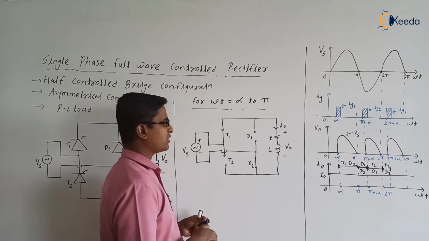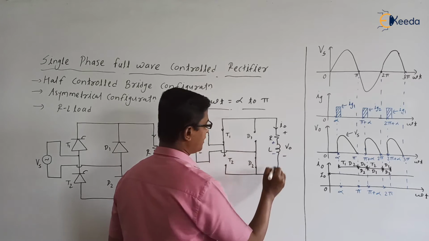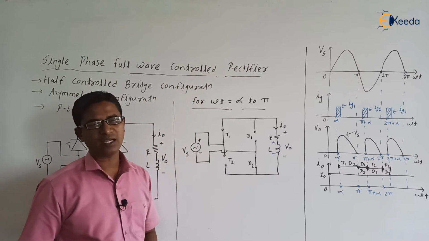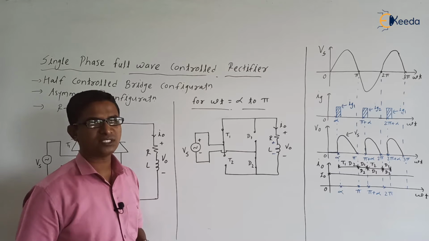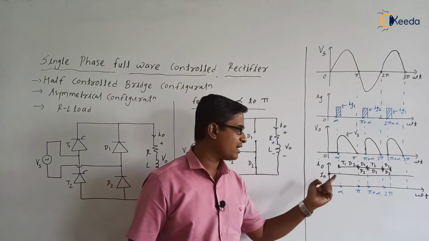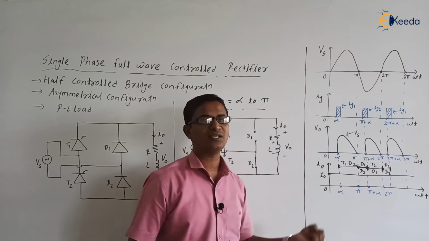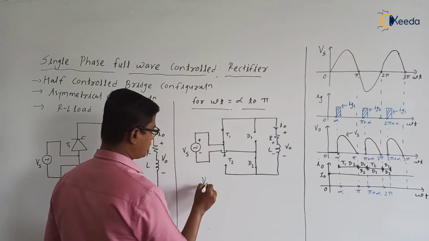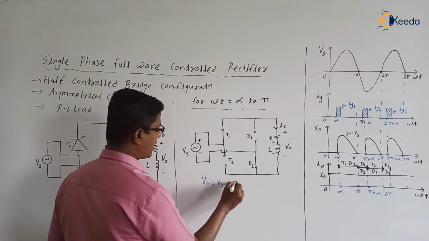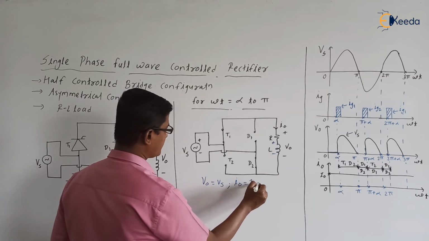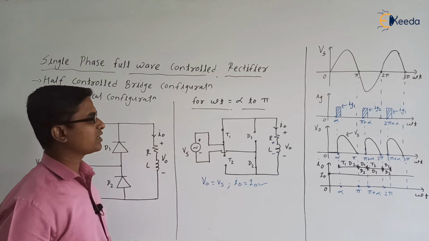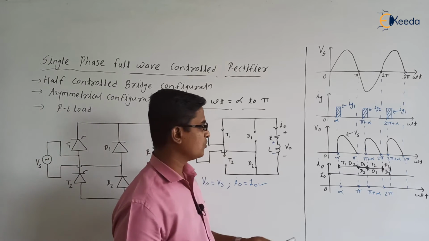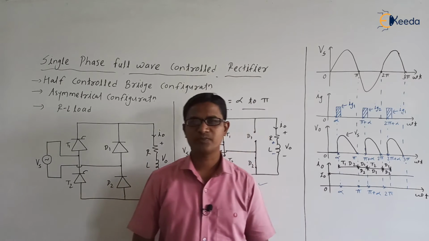The load inductor goes on storing the energy, so it is plus here and minus here. Now, as we have the inductor, which is the element that opposes the change in the current, I0 is a constant current, that is, capital I0. Next, what is V0? V0 is equal to Vs, and the current is I0. This will continue till omega t is equal to pi. So the devices conducting will be T1 and D2.